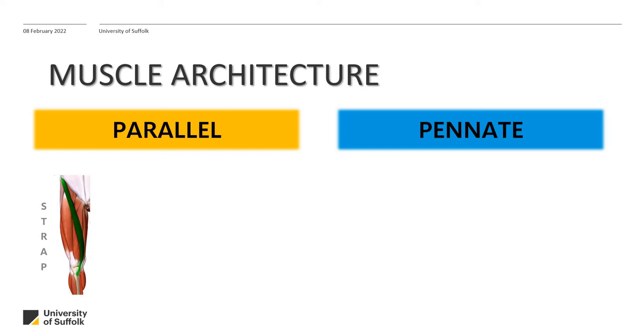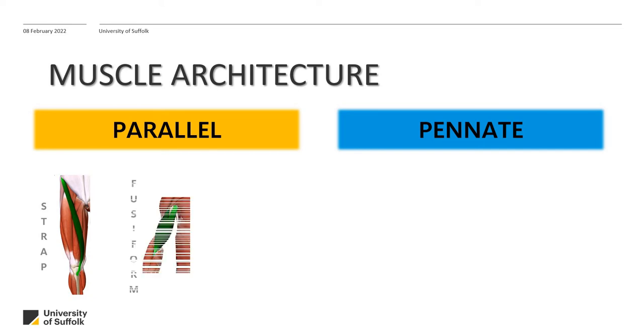We refer to muscles such as this as being strap muscles. This is where the fibers, the fascicles, are perfectly in line with the insertion of the muscle. This means it's a weak muscle, it's not particularly strong, but it can produce motion fairly quickly.